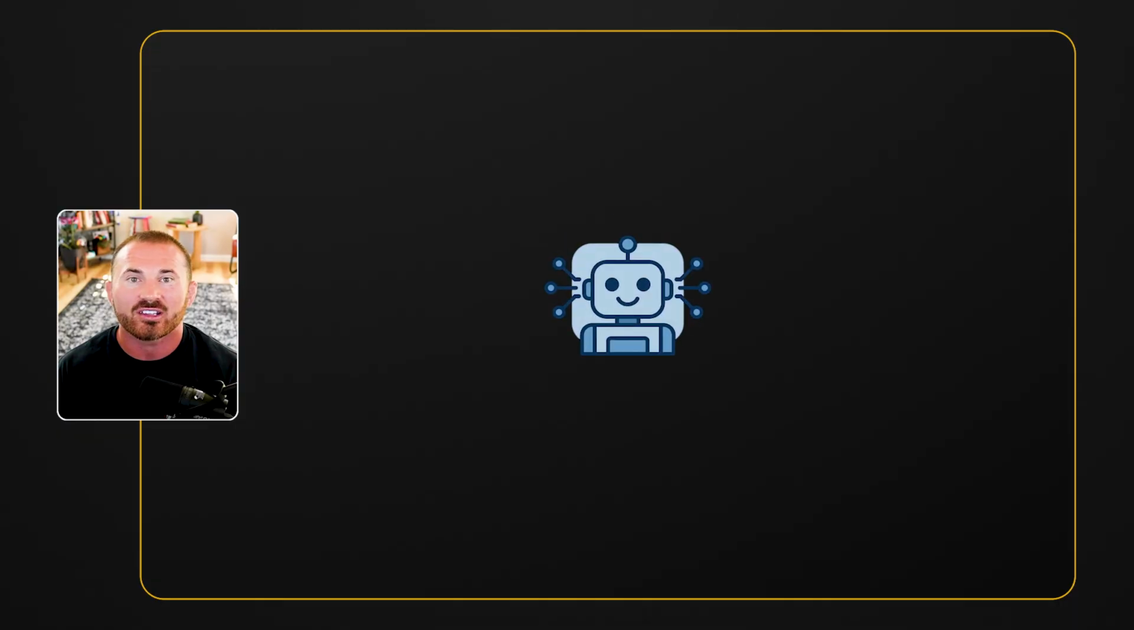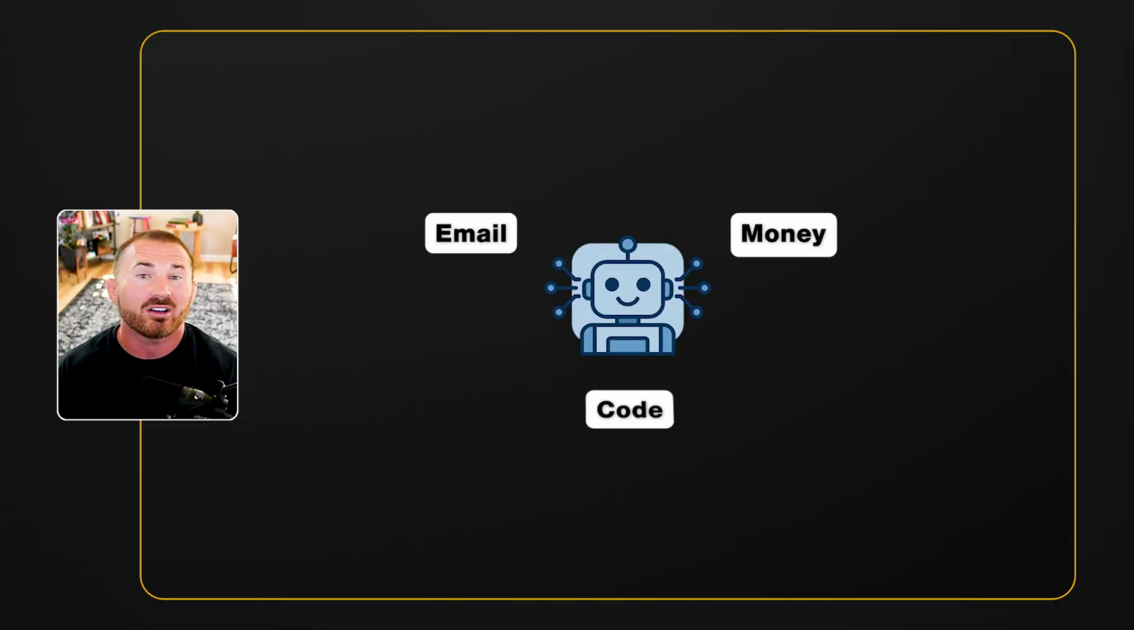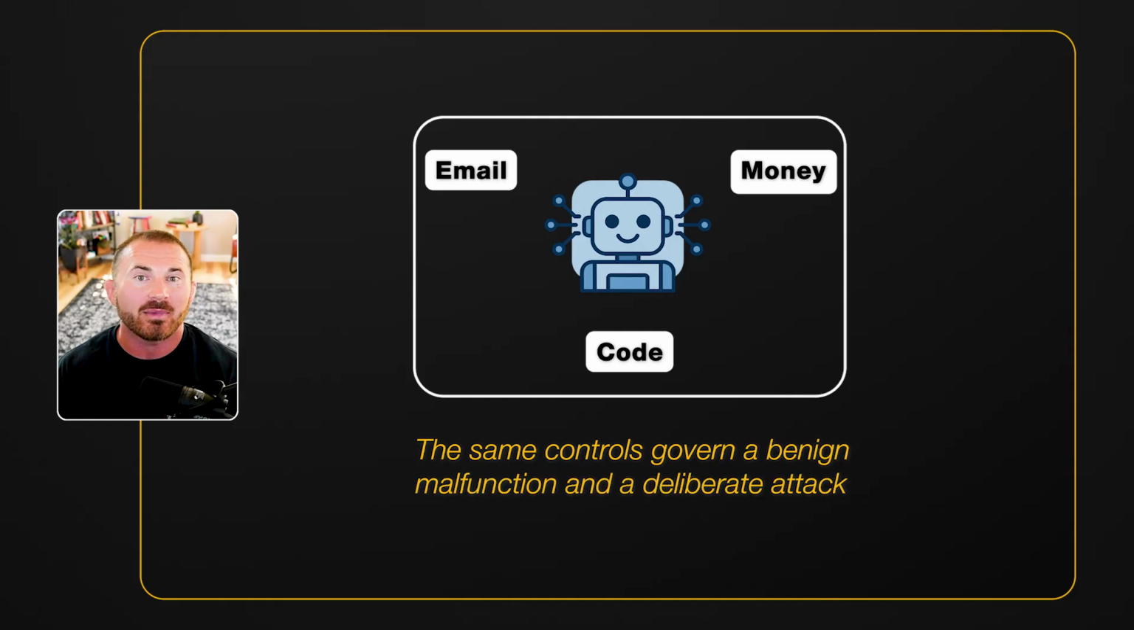Agents drift from their goals inadvertently, through ambiguity and error. The State of Report makes this point that once an agent can send the email, move money, or commit code, the same controls govern a benign malfunction and a deliberate attack. Build for deviation and you cover both.